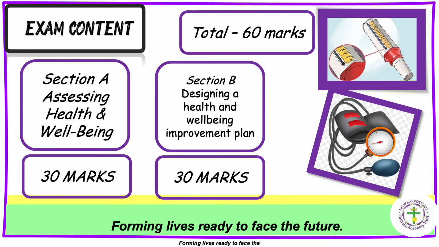The exam's split into two sections, A and B, and there's a total of 60 marks split right down the middle. So section A, assessing health and well-being, is 30 marks, and section B is designing a health and well-being improvement plan, and that is also 30 marks.